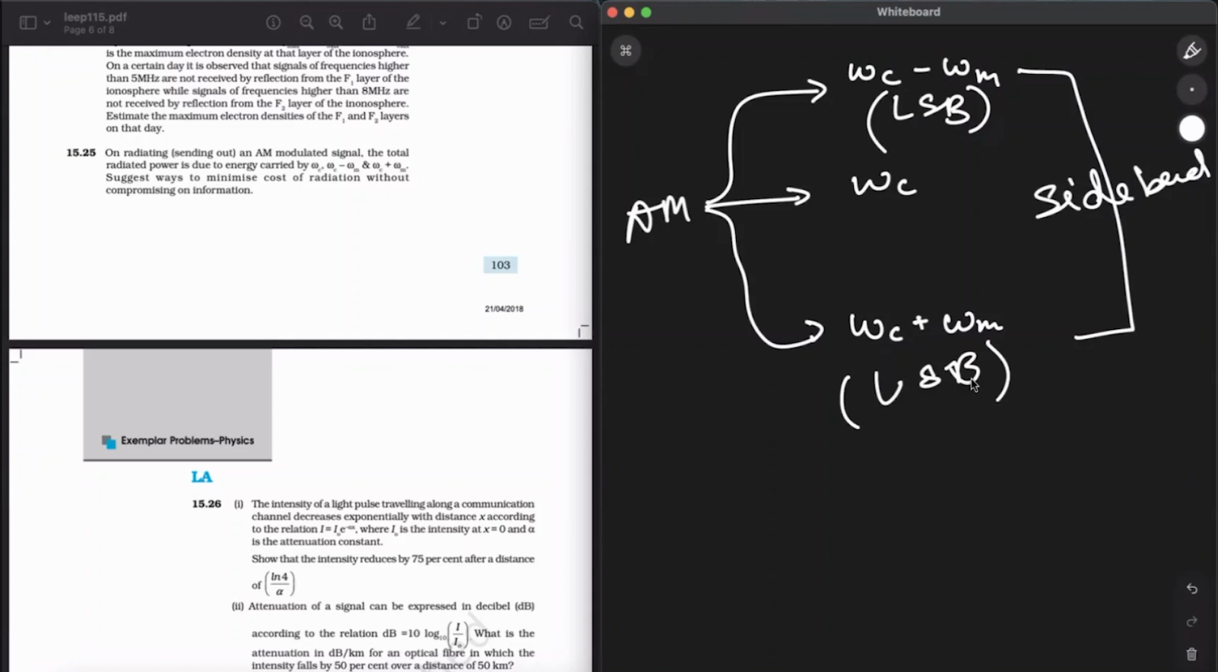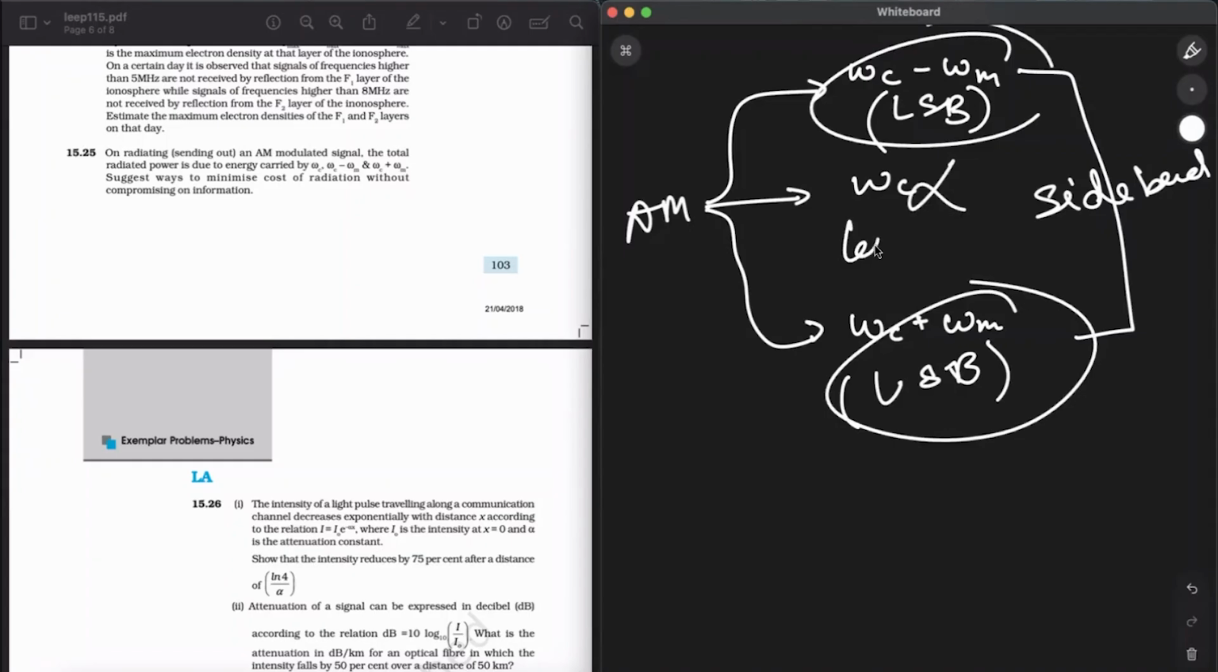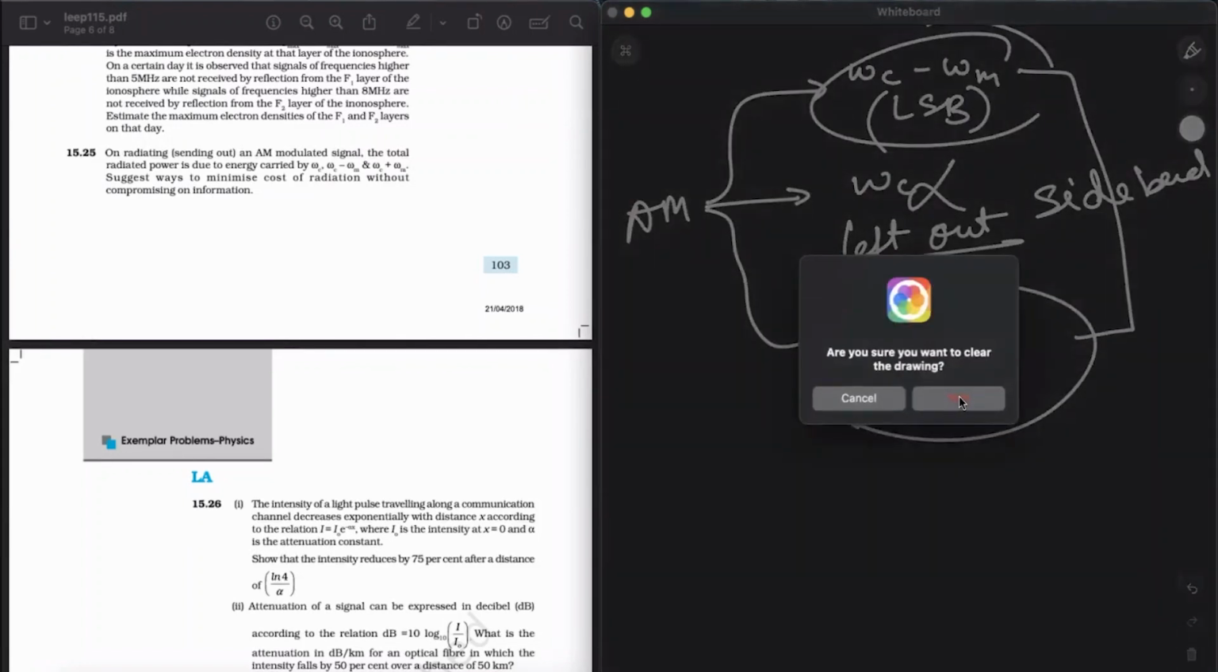Now, the total radiated power will be due to the energy carried by these. For reduction of cost of radiation without compromising on info, ωc can be left out, and only these sideband frequencies will be transmitted. So this will minimize the cost of radiation and it will not cause any loss in info. So now moving on to the long answer type of questions.